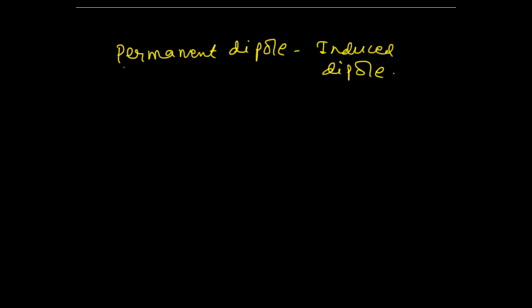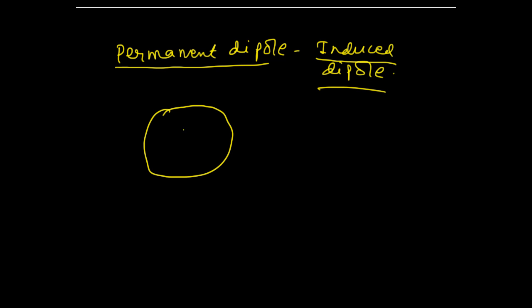Permanent dipole means the compound which has dipole permanently. We have seen the example just now in the previous case. But what about induced dipole? Induced means formed due to the consequence of something. So permanent dipole and induced dipole means this. I'll make a general diagram. Suppose this is a molecule. It has electron and proton in equal amount, and this is the next compound.